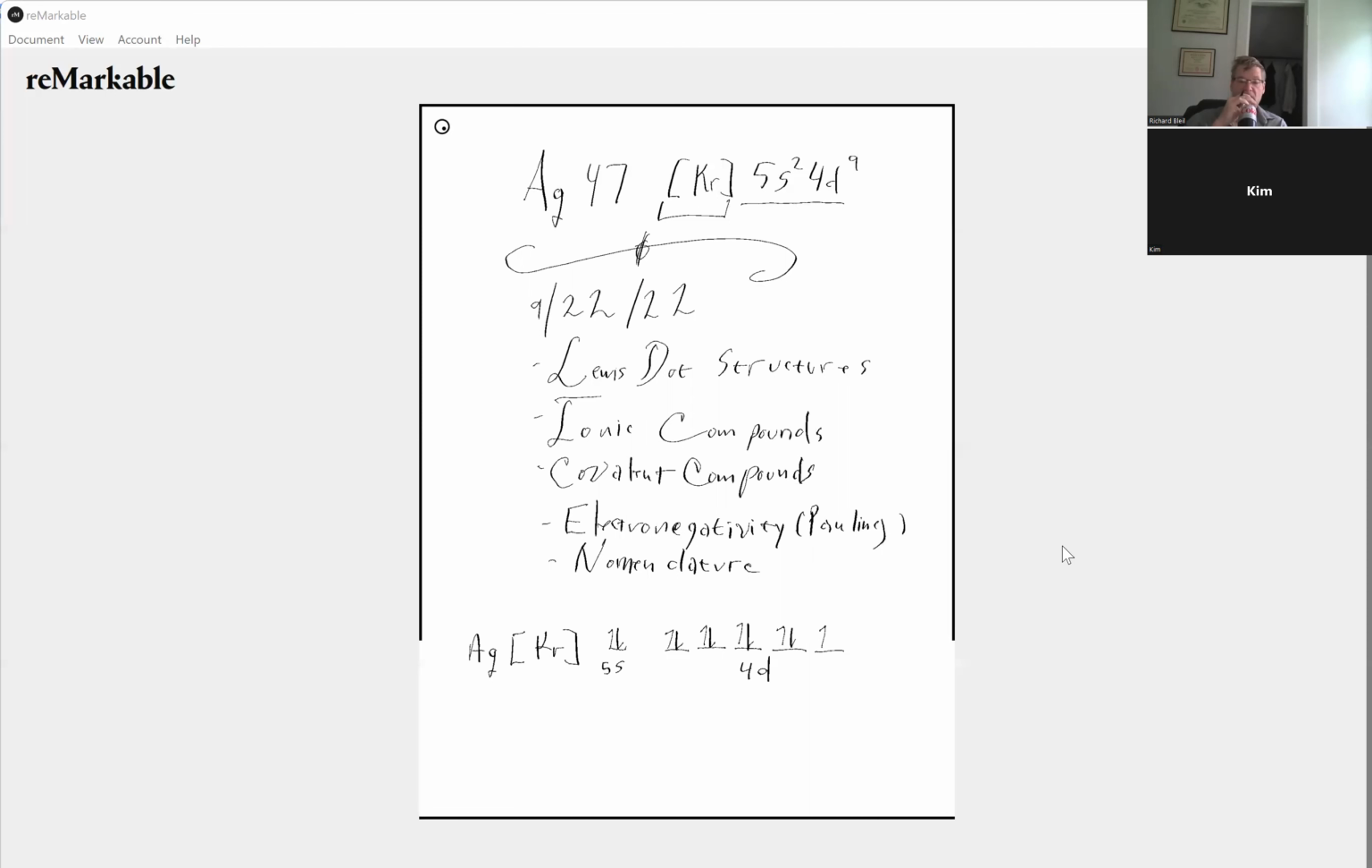And it looks a little odd. It has that 1 unpaired electron, which makes it a free radical. Anytime you have an unpaired electron, it's called a free radical. It is highly unstable, very reactive. It's very unhappy.